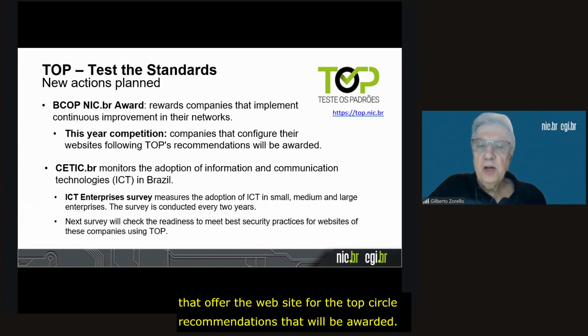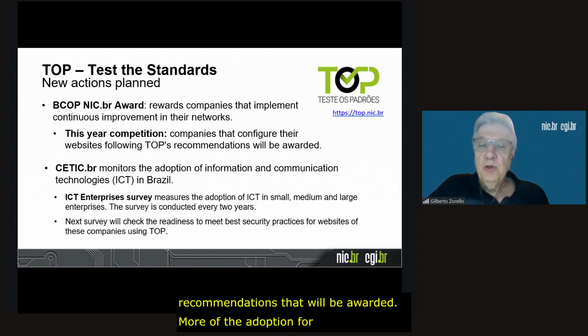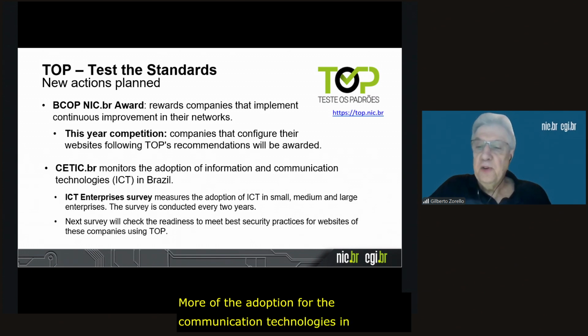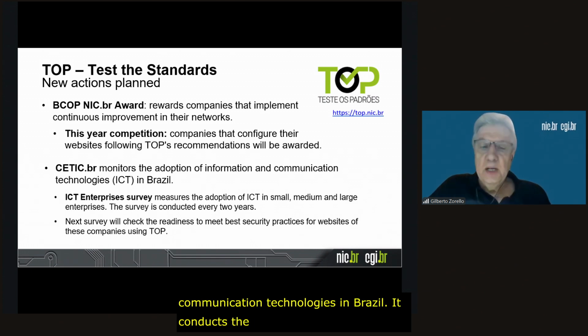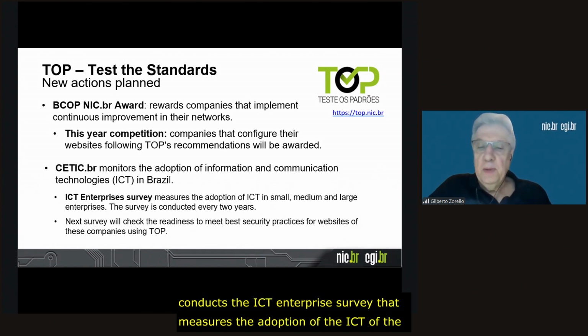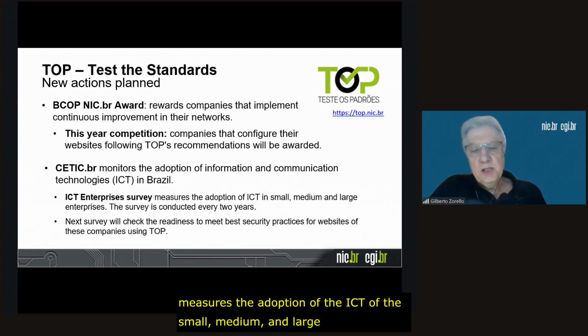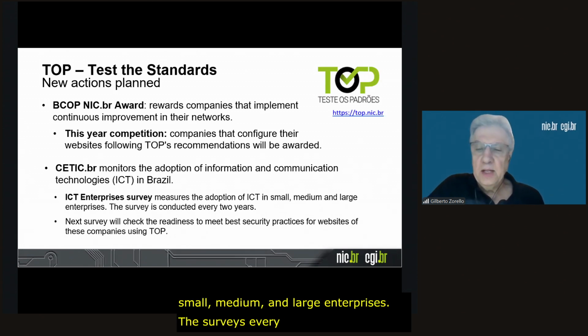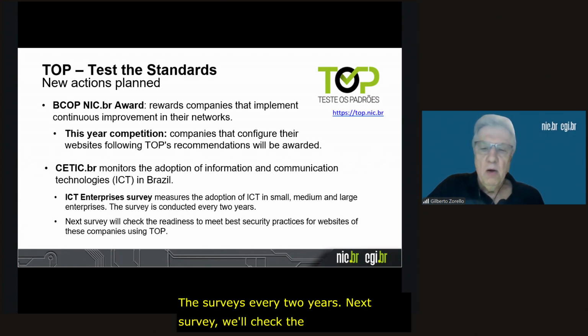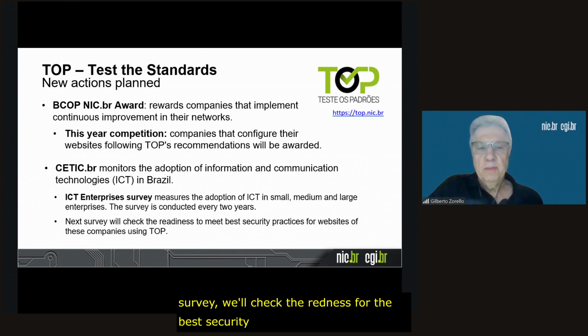The second activity, the Regional Center for Studies on Development of Information Society, CETIC.BR, monitors the adoption of information and communication technologies, ICTs, in Brazil. CETIC.BR conducts an ICT enterprise survey that measures the adoption of ICT in small, medium, and large enterprises. The survey is conducted every 2 years. The next survey will check the readiness of these companies' websites to meet the best security practices, using top.